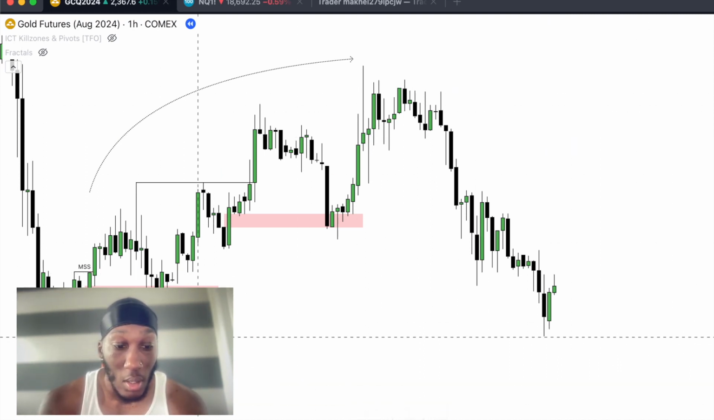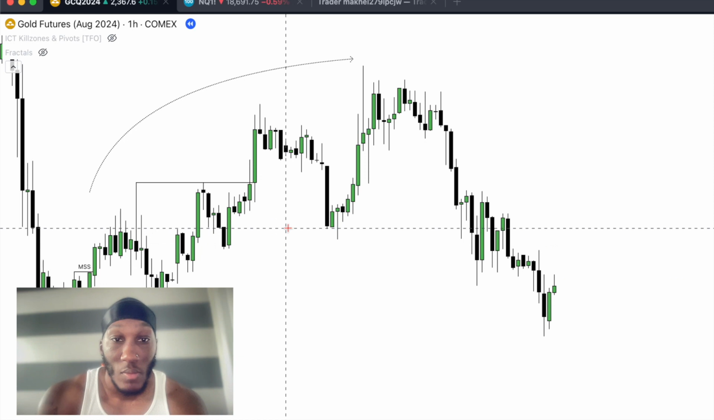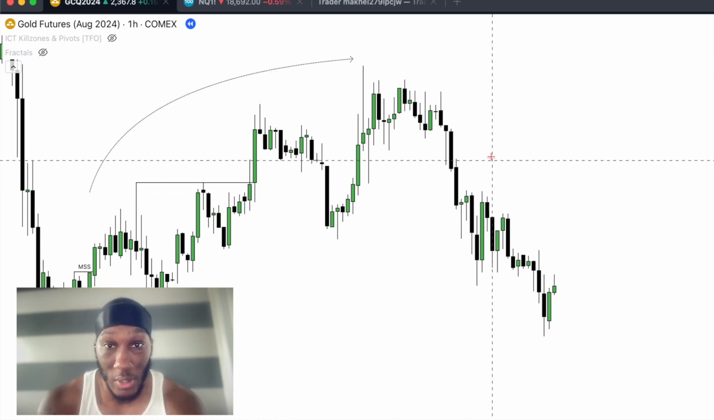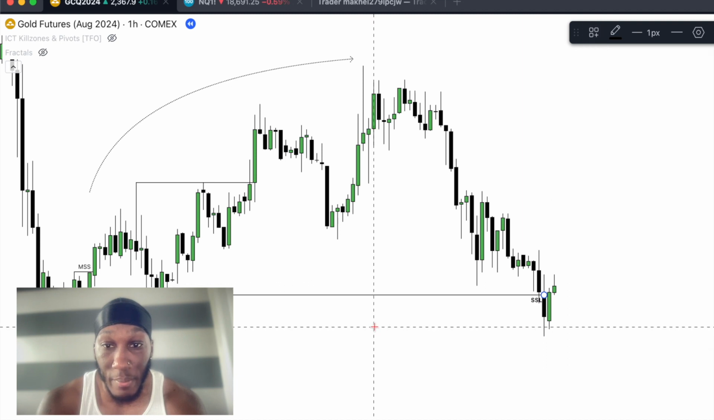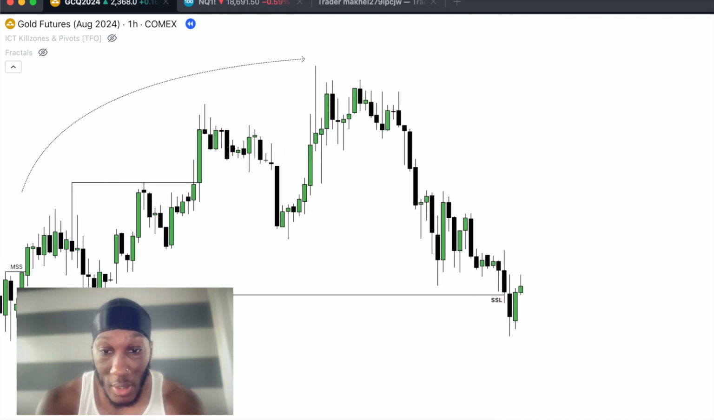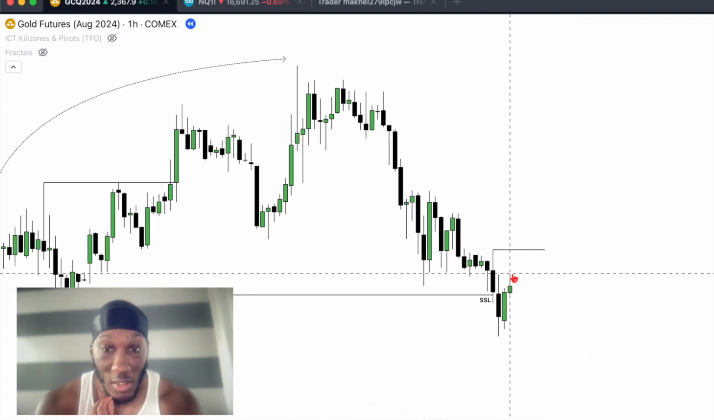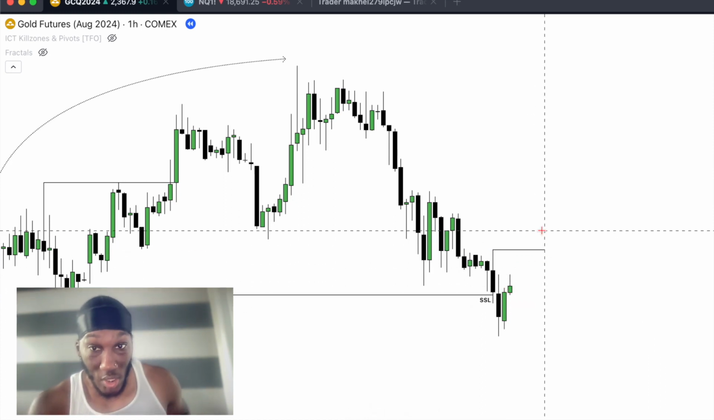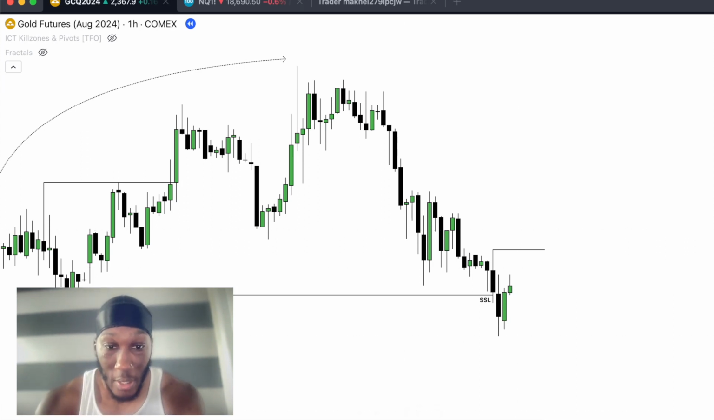So now, let me delete all of these actually. So now, as I said, this is the market maker sell model. So now price is trending down. So now price sweeps this liquidity right here, right? So now that price swept this, I'm looking for price to come up here and break this here. All right, this is going to confirm that market has switched into a buy model.